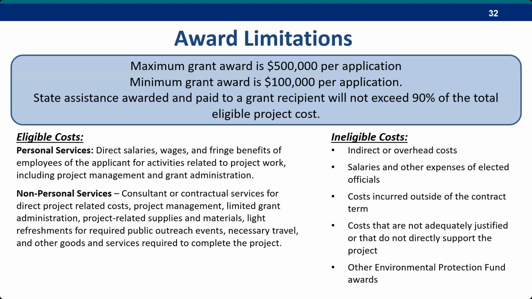Ineligible costs include indirect and overhead costs, salaries of elected officials, costs incurred prior to the contract start date, costs not adequately justified or that do not directly support the project, and other Environmental Protection Fund awards, including but not limited to WQIP, LWRP, Smart Growth, and OPRHP EPF grants.